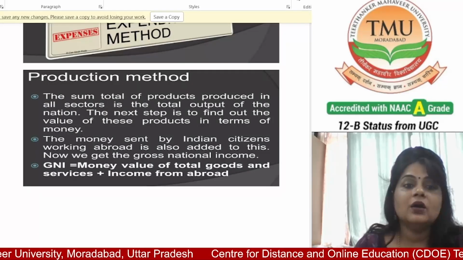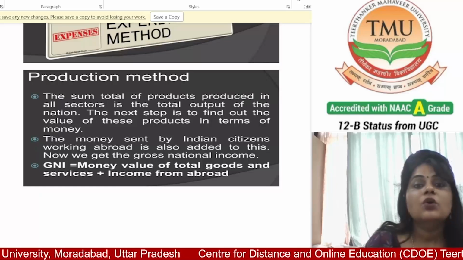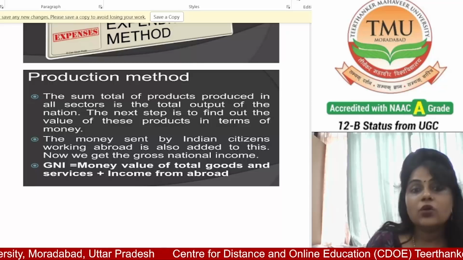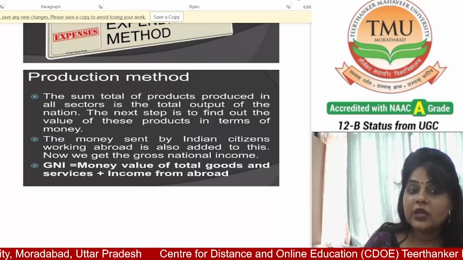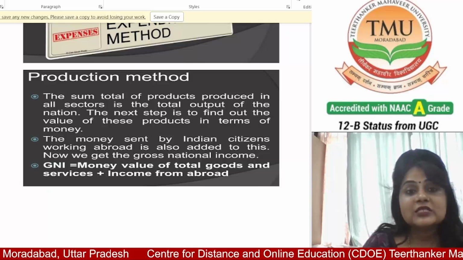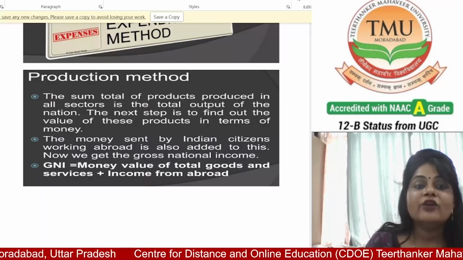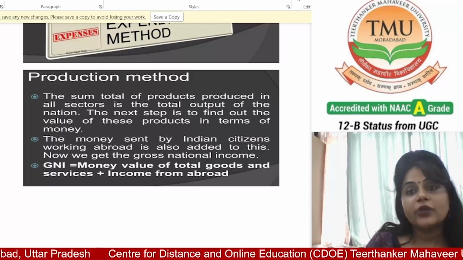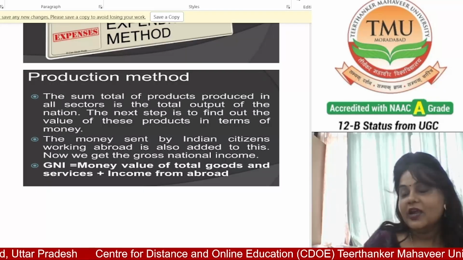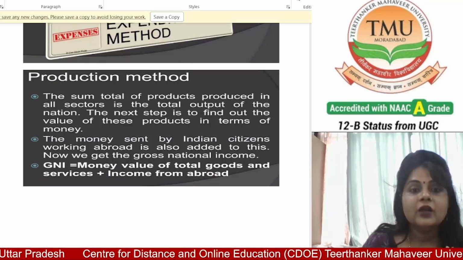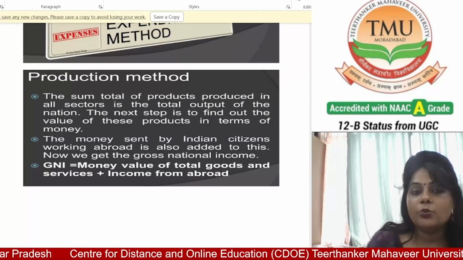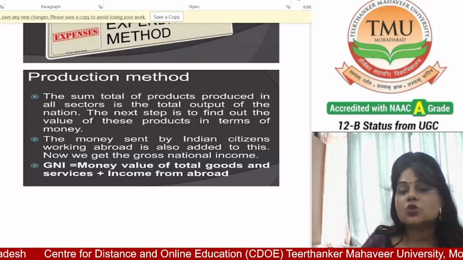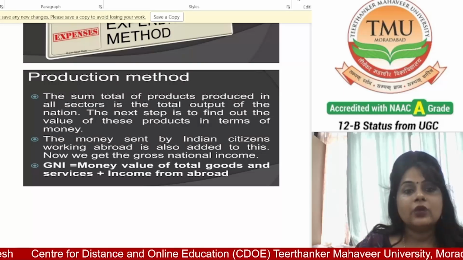However, if you see, these values of output consist of the value of intermediate goods. So the value of flour, 500, consists of the value of wheat, 200. Similarly, the value of biscuits, 700, consists of the value of flour, 500. So the value of wheat and flour are counted twice. It means 1400 is counted once as the value of output and the other time as an intermediate good. This leads to the problem of double counting.